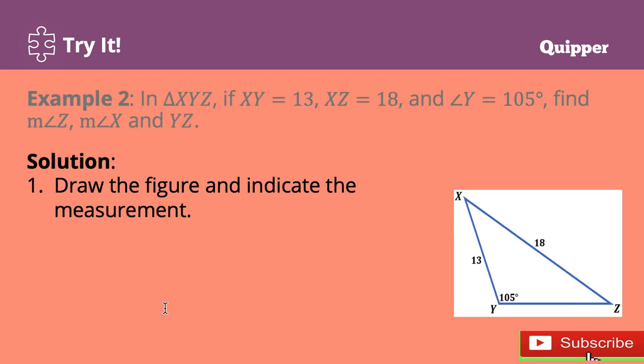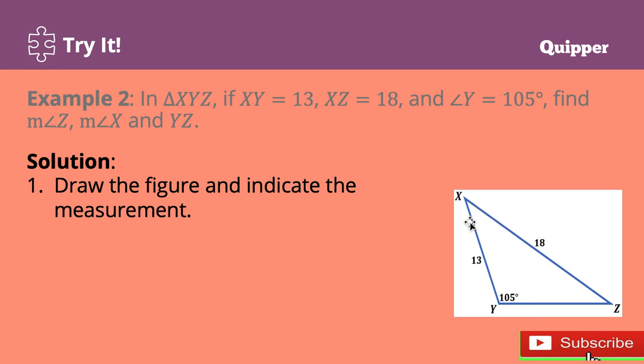First, we are going to draw the figure and then indicate the measurement. So from the given, this is the illustration. Based on the figure, two sides and a non-included angle are given. So we are sure that we can find the missing angles and sides using the law of sines, since we have two sides given and one non-included angle.